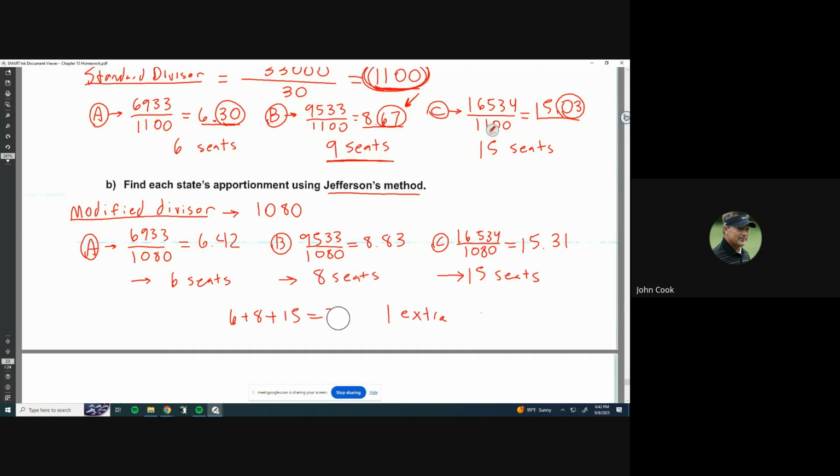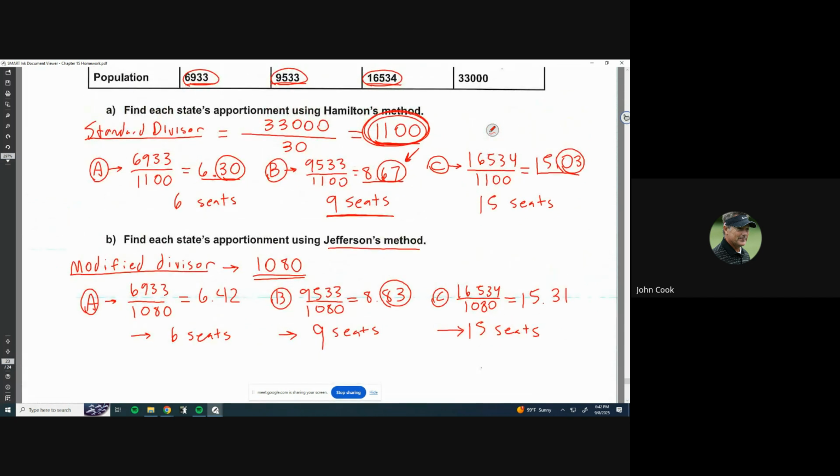And I do the same thing. I just look for the number with the highest decimal place. So in this case, it's the 0.83, and I add that one extra onto there. So I'm going to give it 9 seats now. Okay, and that's Jefferson's method. The only difference, again, is that you're going to be given the divisor instead of needing to calculate it like you did in Hamilton's method.